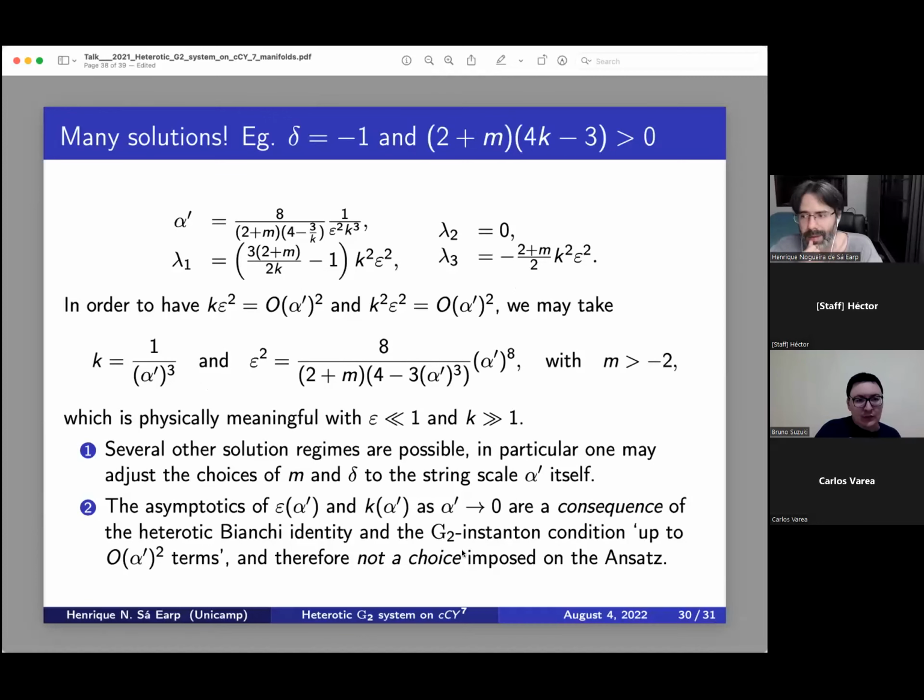But in any event, many more solutions are possible, or one can find solutions exhibiting several interesting features. Moreover, the nice asymptotics I just explained to you, as alpha prime is chosen to be small by the physical circumstance, are a complete consequence of imposing the Bianchi identity. They are not ad hoc choices imposed on the ansatz. This suggests that formulating the problem in such a manner is in some way natural to the physics.